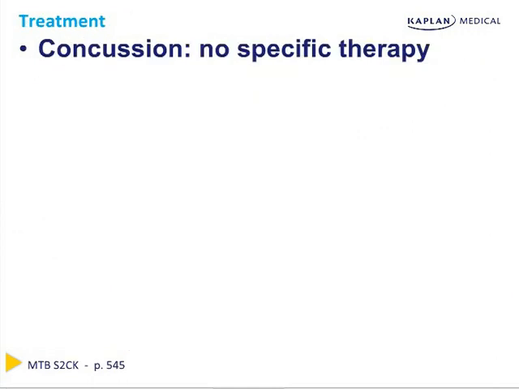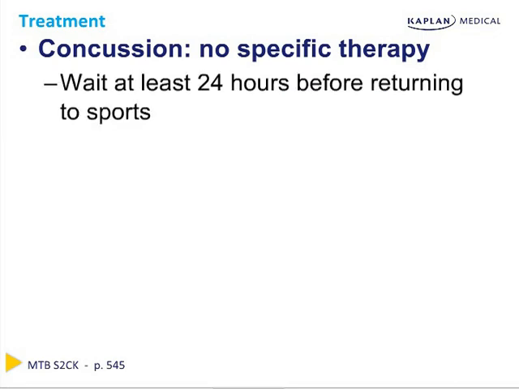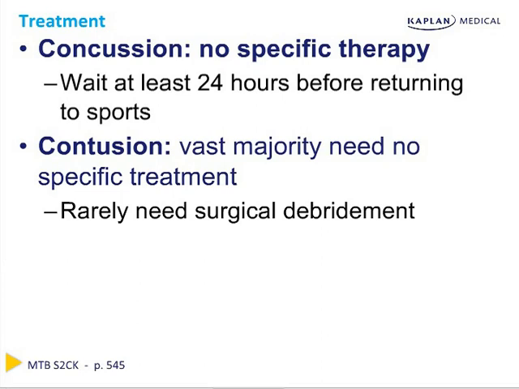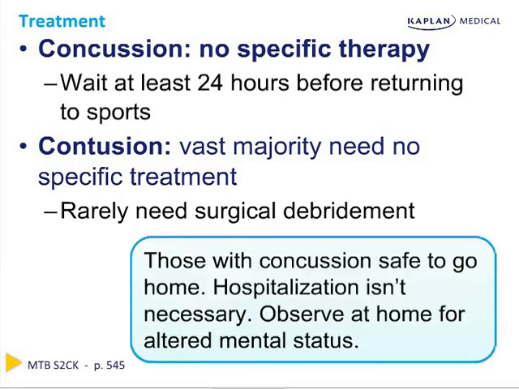There is no specific therapy for concussion. You must, however, instruct the patient to wait a minimum 24 hours before returning to any sports. A contusion also has no specific treatment. However, there is a small group that needs surgical debridement. Patients with concussions are safe to go home. You don't necessarily need to hospitalize them, but you must instruct someone to be with them and observe them for altered mental status. If that occurs, they are to be brought back in.